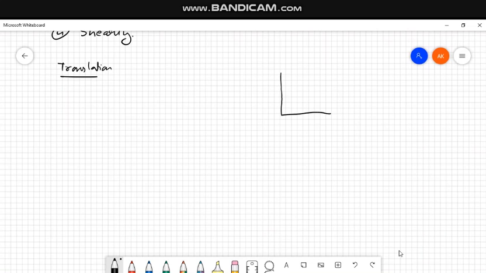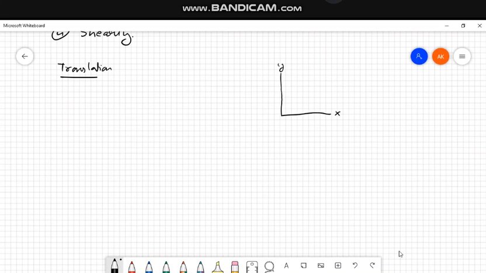This is our x and y axis, and there is a point P, and we have to move this point to this position Q. ठीक है, ये दो पॉइंट्स हैं. P को हमको मूव करना है Q की पोजीशन पर.